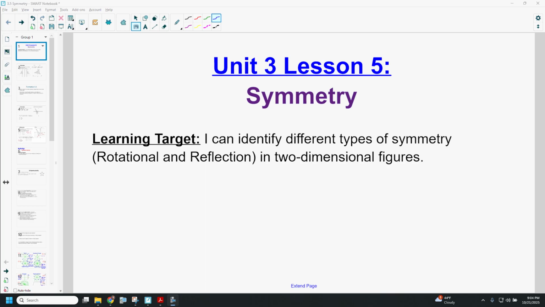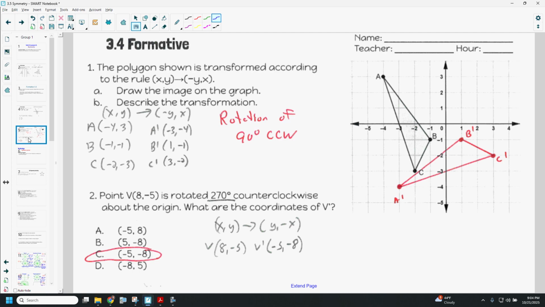So hopefully at this point, today you looked at symmetry. You should have at this point already been in the activity. So that's what we're going to talk about, two types of symmetry. You should have completed the 3.4 formative and checked your answers. If you did not, here is a slide of the answers. You can check them quick. If you need to, pause the video. And then we can go on from there.